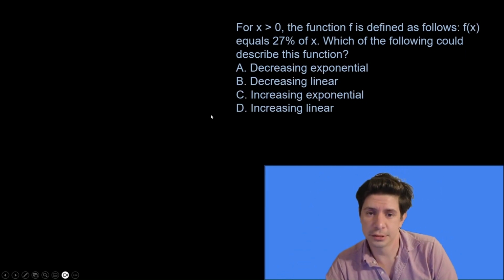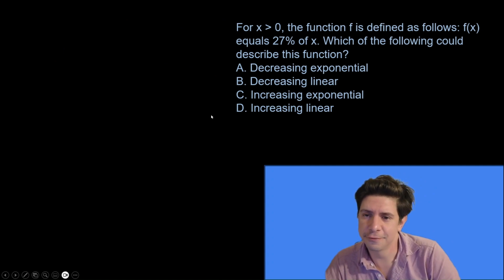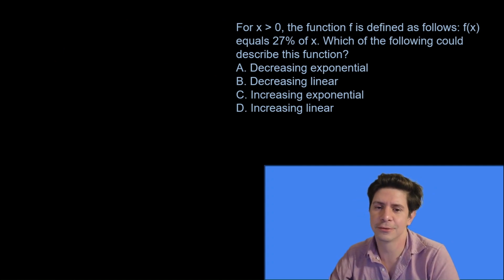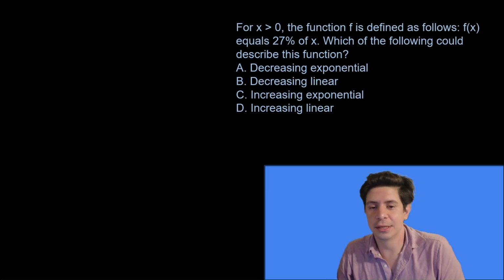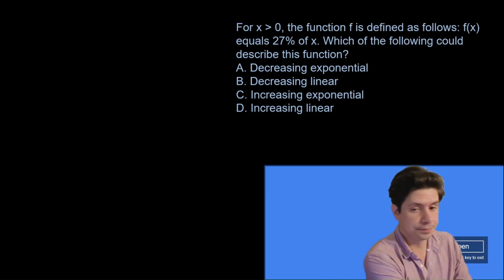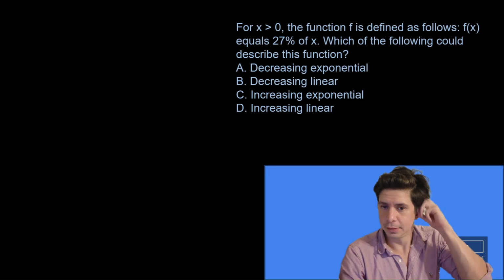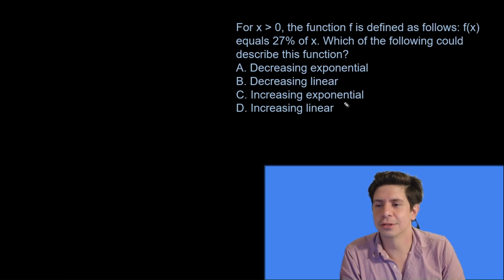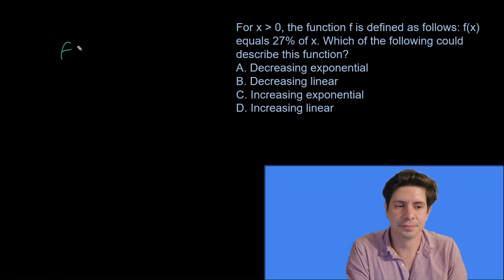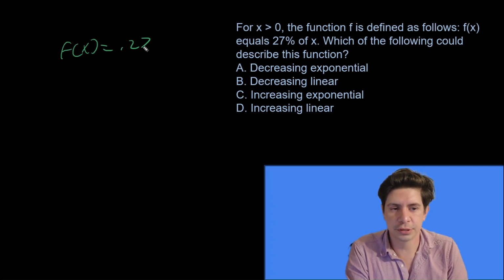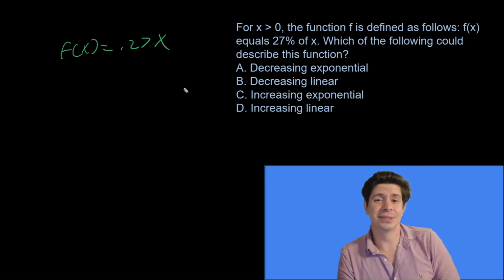All right, now let's look at this. For x is greater than 0, the function is defined as follows. F of x equals 27% of x. Which of the following could describe this function? So how could we describe this function? Equals 27% of x. So f of x equals 0.27x. So what does that look like to you all?